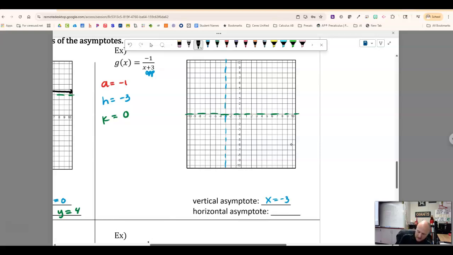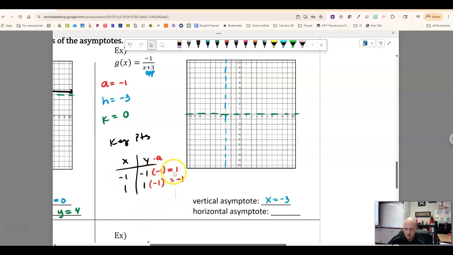Now for my key points, again I have -1, -1, +1, +1. But I'm multiplying by a. We always multiply our y values times a. So I multiply this by a -1, and a negative times a negative is a positive, and a positive times a negative is negative. So now when you go left 1, you need to go up 1. And that should make sense, because a is negative, so we reflect. And the same thing over here: I'm going to go right 1, down 1.